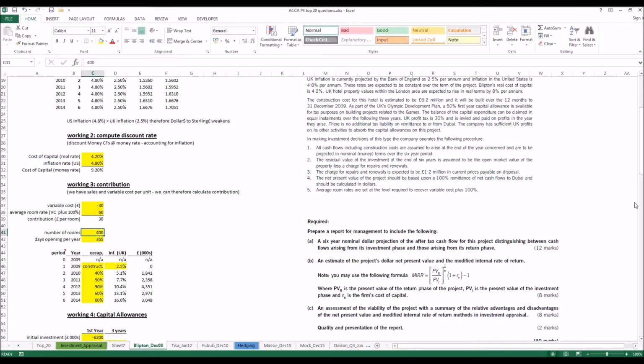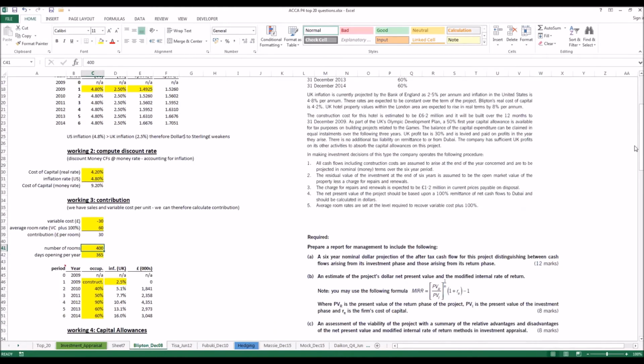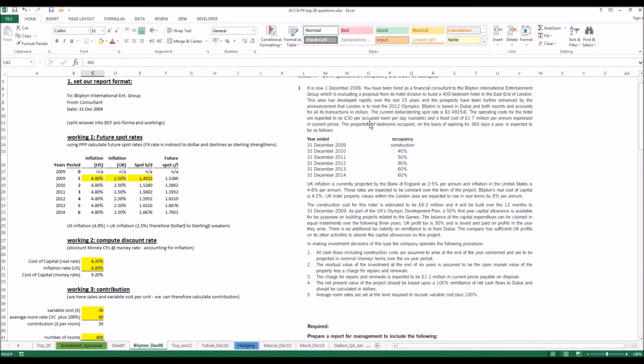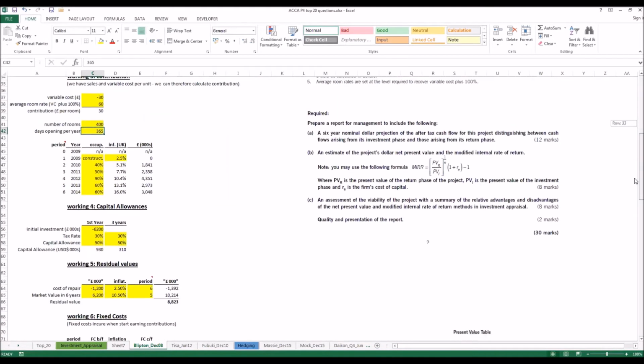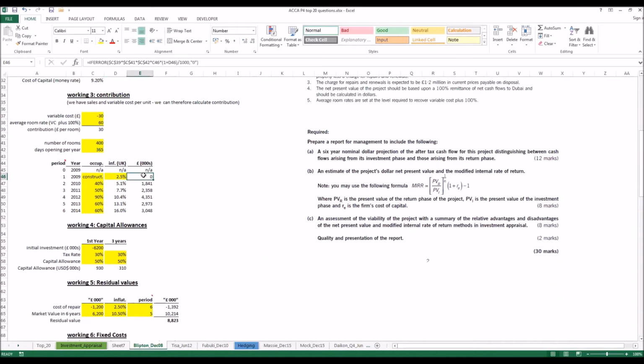There are 400 rooms. We're told that it's a 400-bedroom hotel. We're told that the days that it's open is 365 days a year. The proportion of bedrooms occupied on the basis of opening for 365 days a year. And then we're also given the occupancy rate year on year. So taking all that into consideration, we've got the period here, year 2009 to 2014, period 0 to 6. We have to build in the inflation rate as well. And then we get the contribution per year.